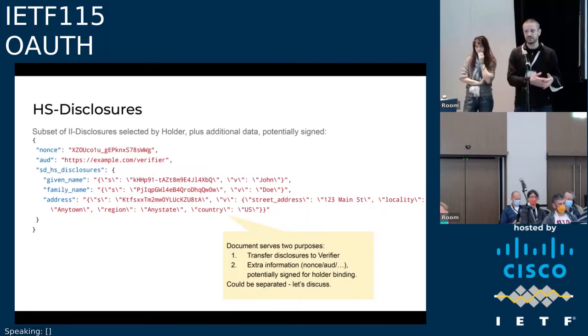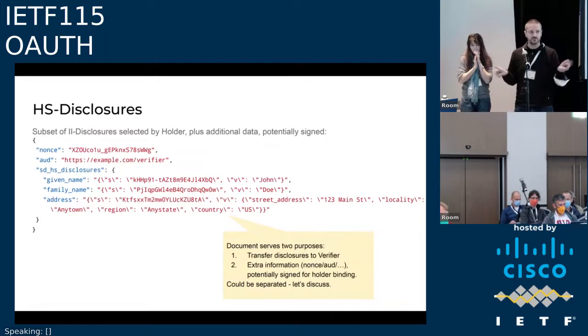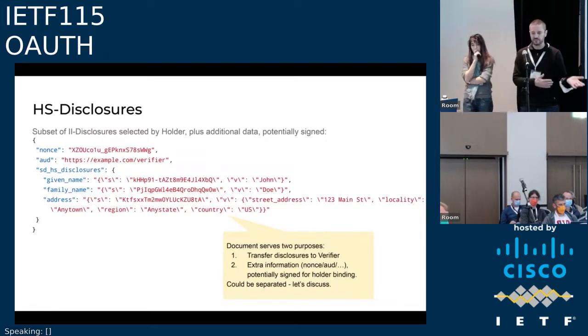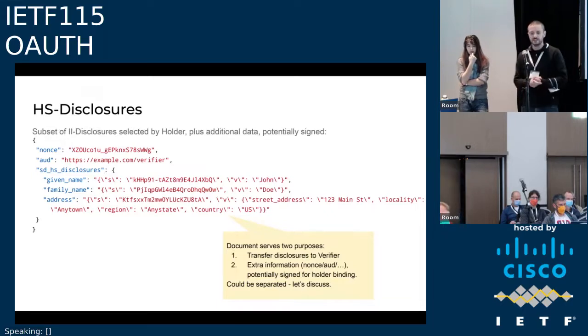So that is to show that the holder is able to sign something that's fresh because it has this nonce and intended for that verifier using its key. So two different things, and we could think about separating them. So just having a JSON object for the SD disclosures, and then optionally having a signed JWT for the holder binding. That's an option that we probably will consider, I guess.